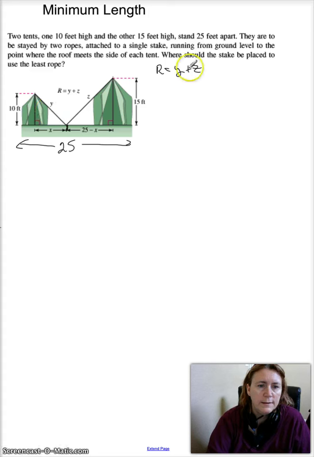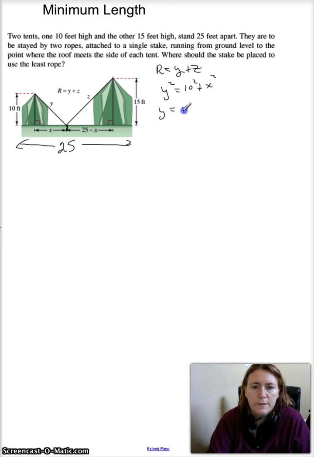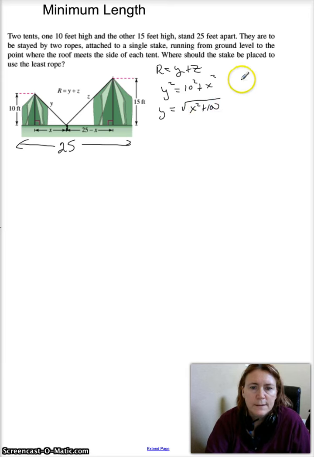Let's look at what Y is. By Pythagoras, Y squared is 10 squared plus X squared. So I'm going to solve this for Y. Y is the square root of X squared plus 100. Similarly, Z squared is 15 squared plus 25 minus X, and that is this, and this is squared.